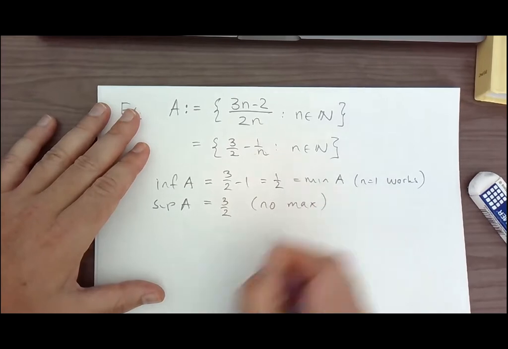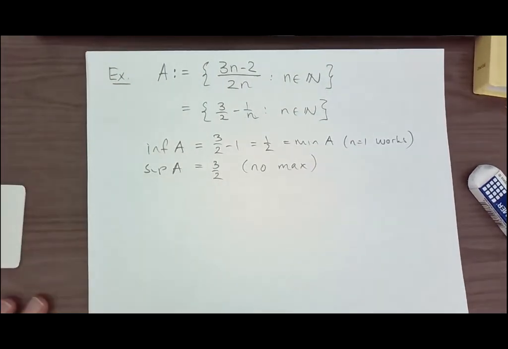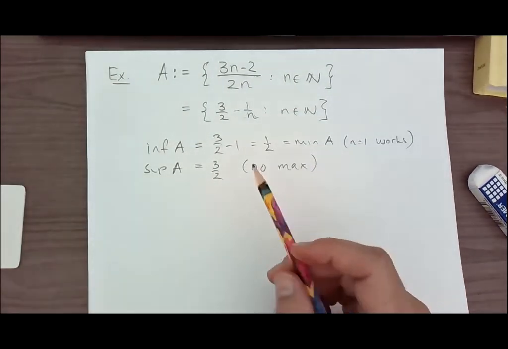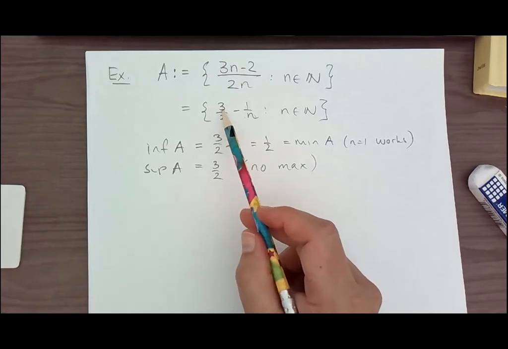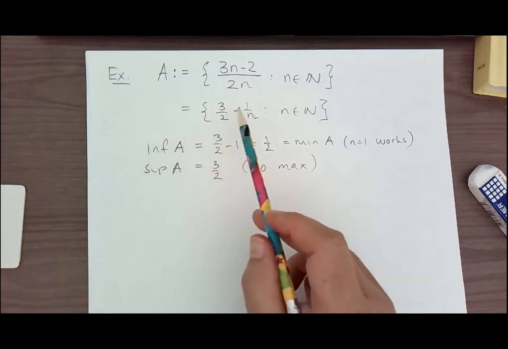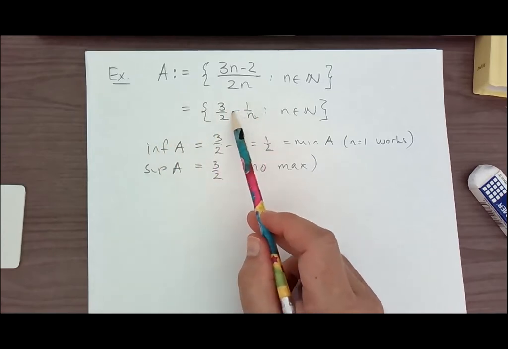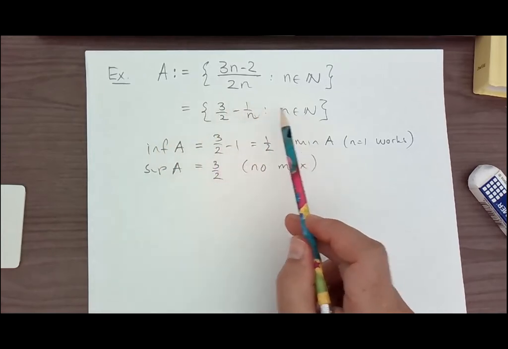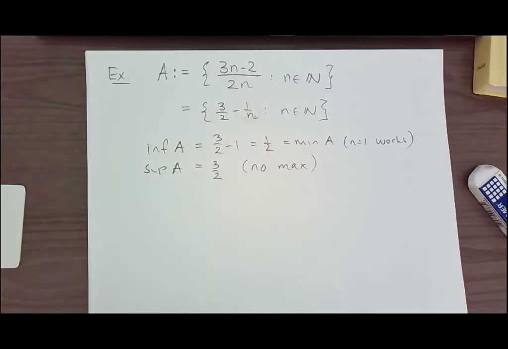Okay, so this was very similar to what we had before. But it does show you something about this 3 over 2. I can move this 3 over 2 somehow outside. It is irrelevant for taking the supremum. And all you need to focus on is where you have this parameter n that is moving around.